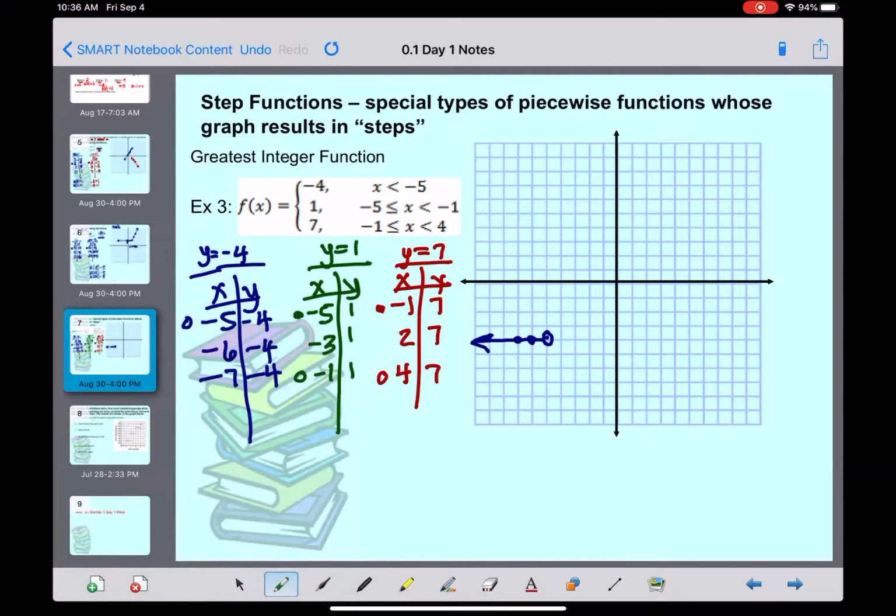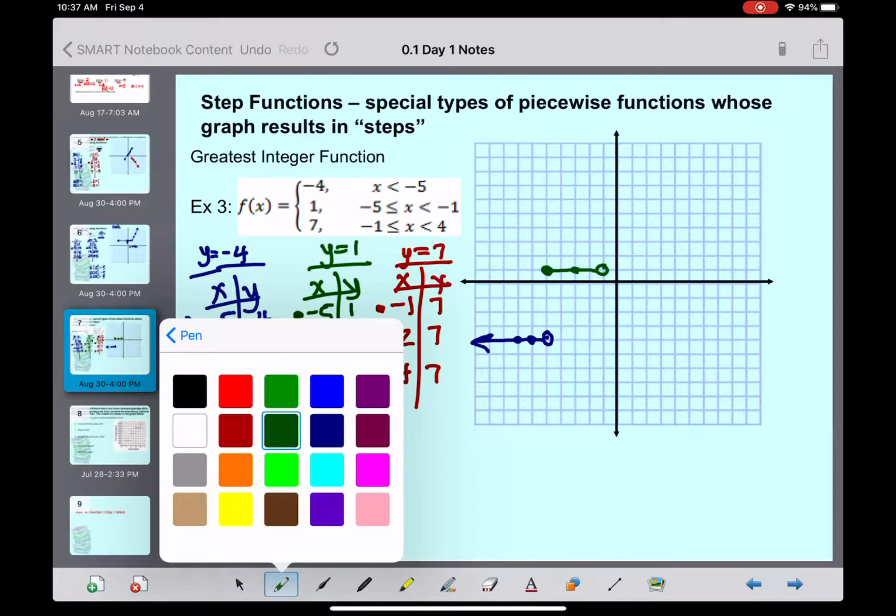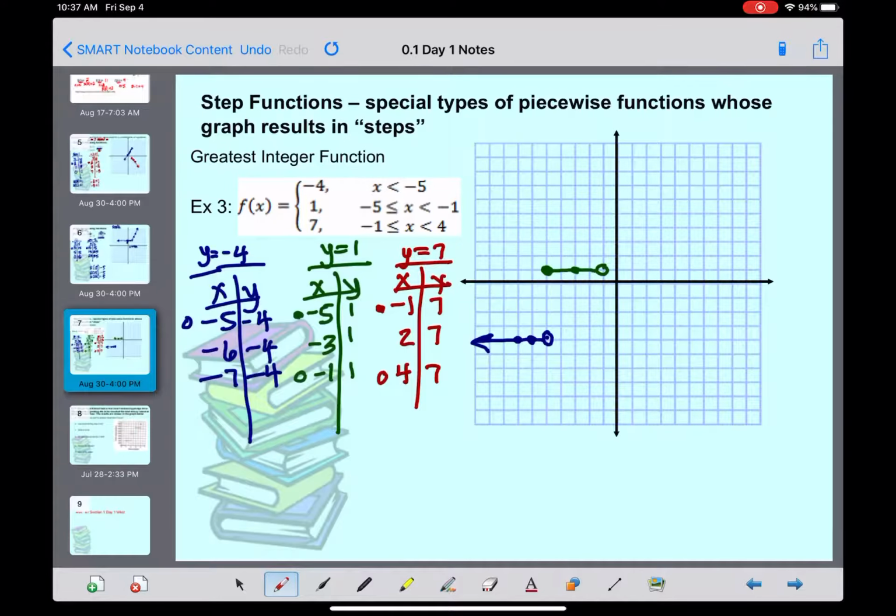Next one is at y equals 1. And at x equals -5, y equals 1, that's going to be a closed circle. At -3, I'm at 1, and at -1, I'm at 1. Oops. That's why I do this. I'm going to have an open circle here to remind myself. That's why I put all those there. And then I'm going to connect these, and there is no arrow because it's restricted between -5 and -1.